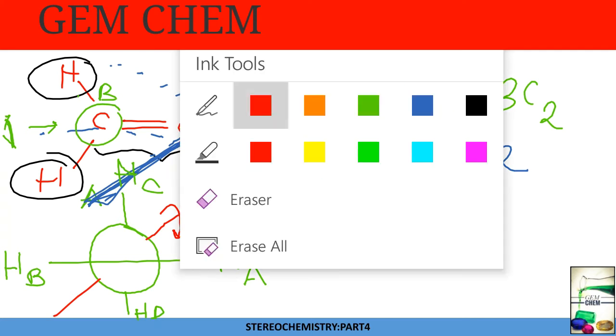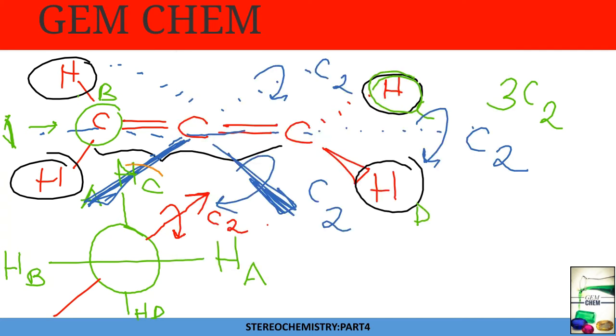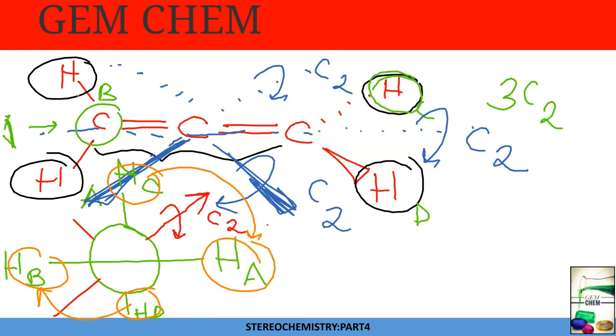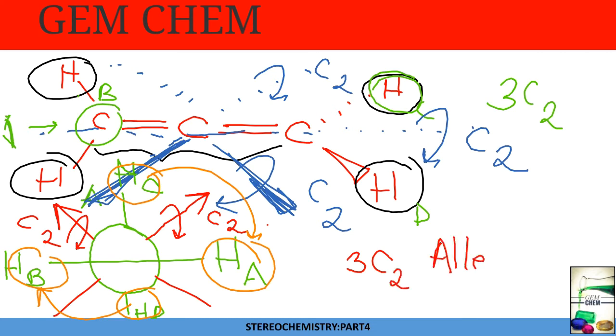Similarly, what will happen on doing the C2? This will come here and this D will come here. So ultimately the same configuration will be obtained. Another C2 is present on this side. So this is also a C2. So ultimately we are getting three C2s for a simple allene molecule. Remember it, this is an important moiety.